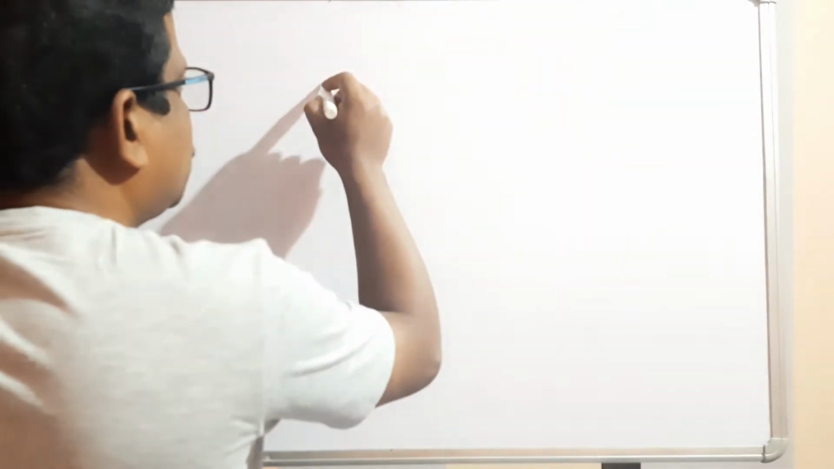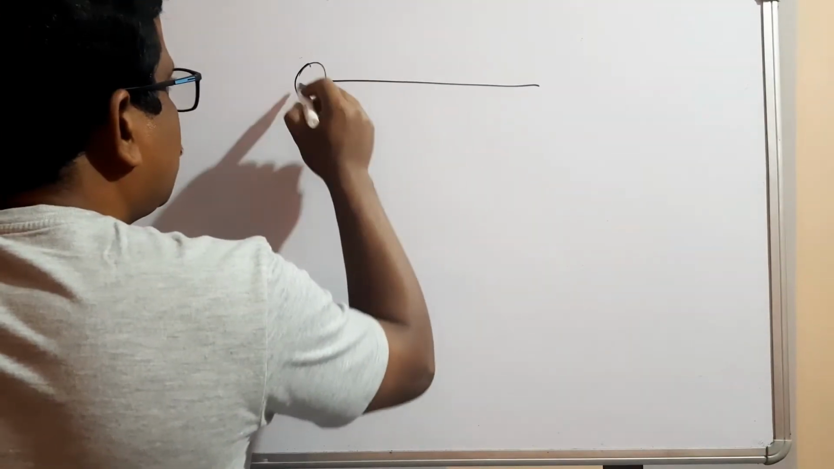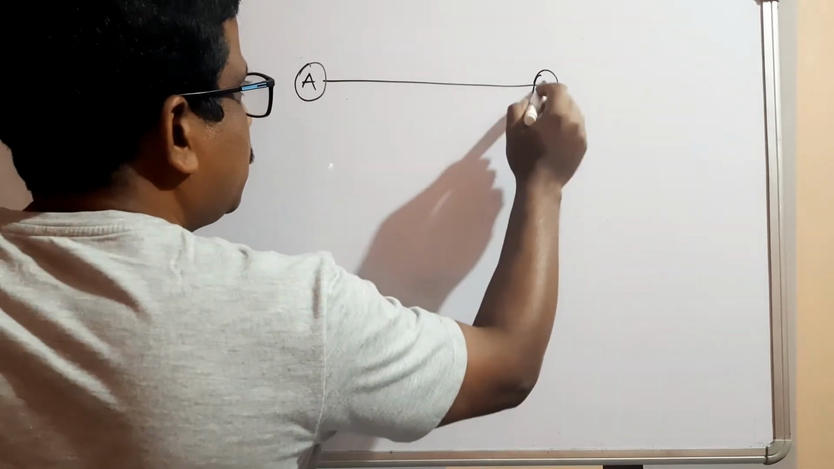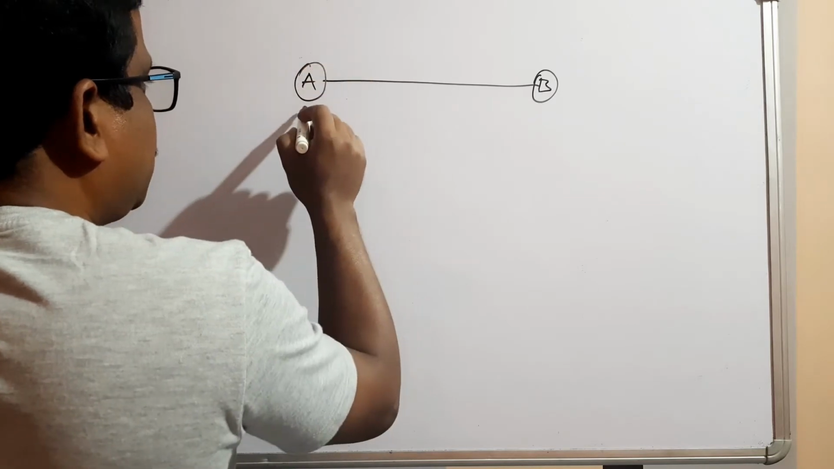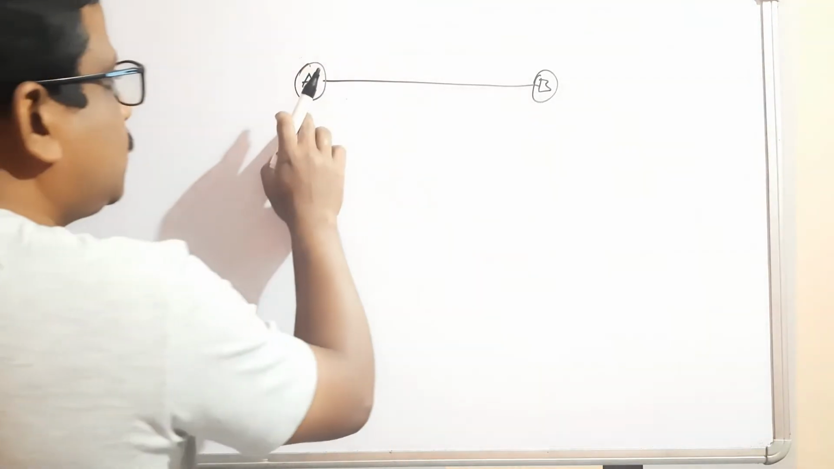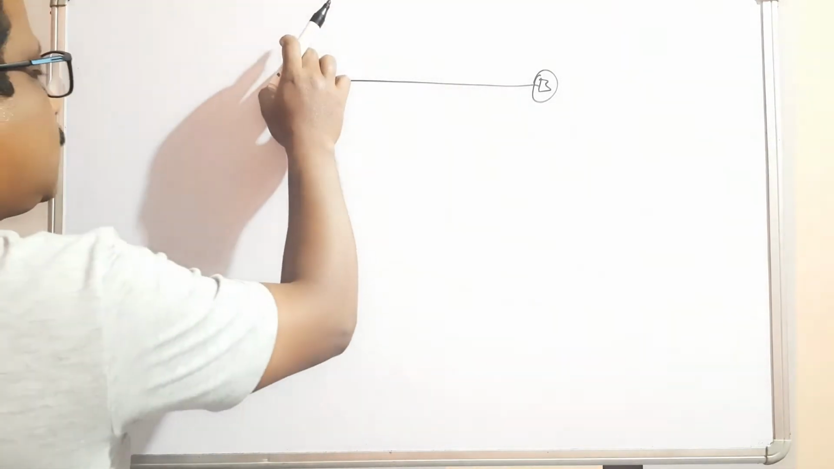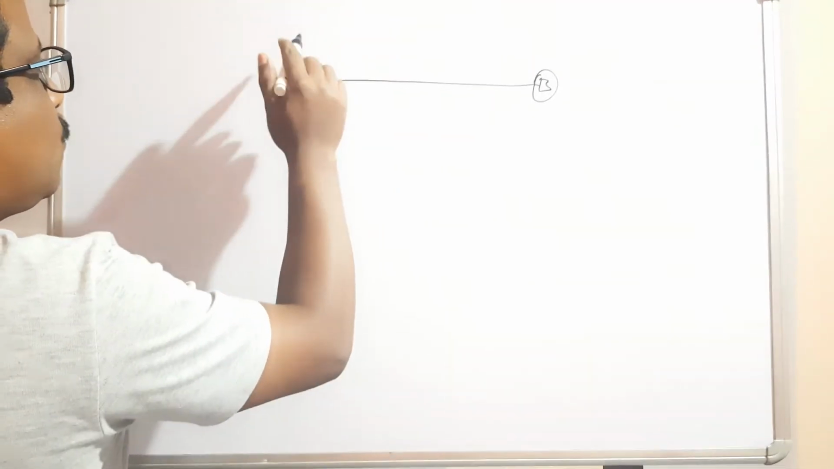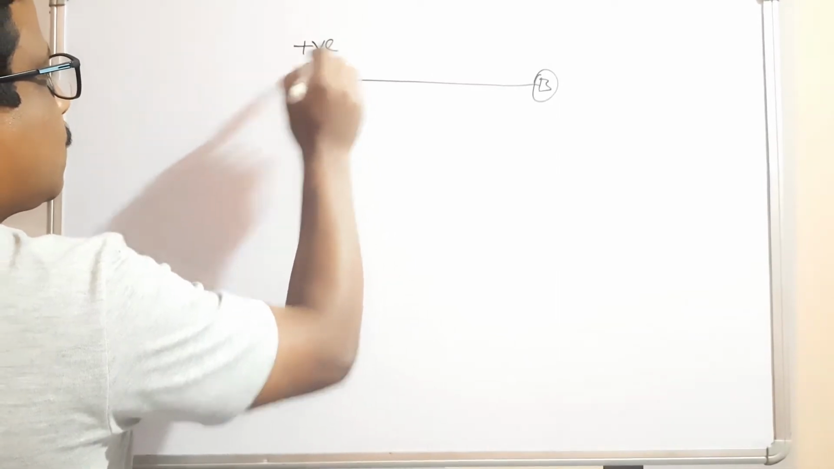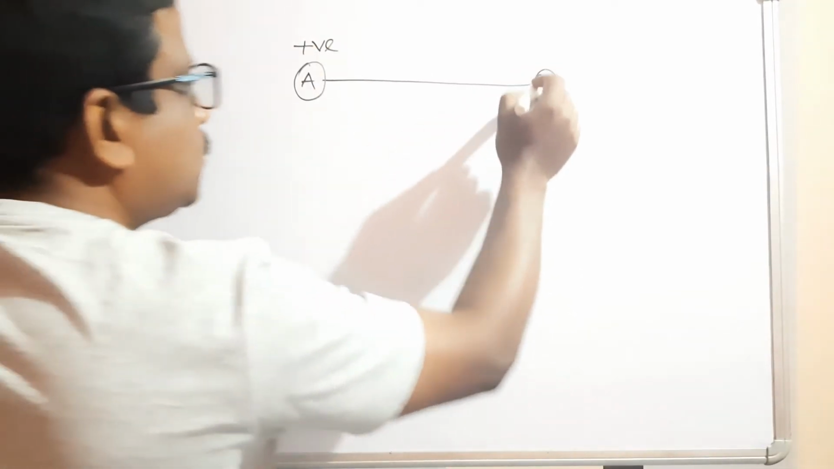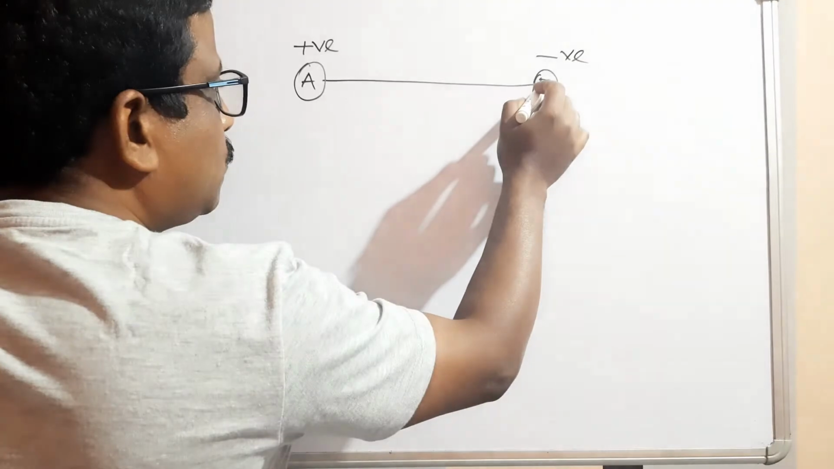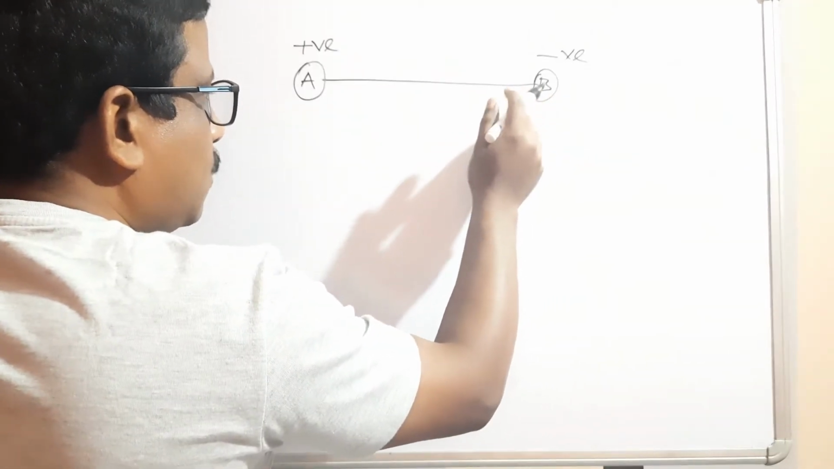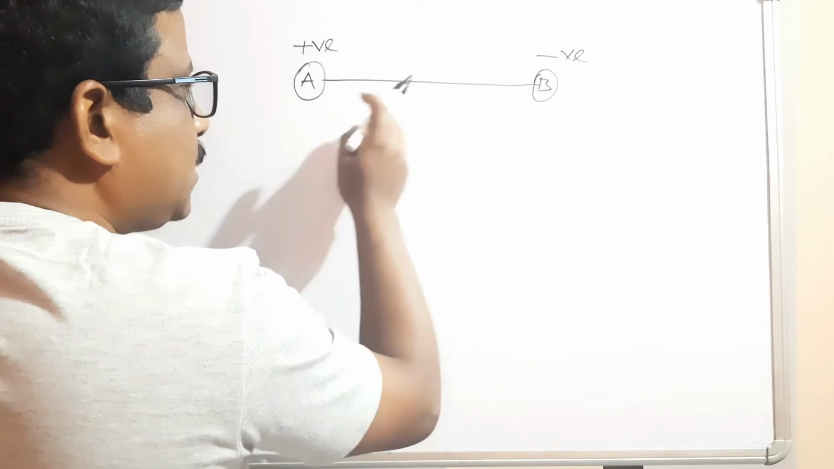Suppose this is a metallic wire. One end is A and the other end let be B. Here suppose there is a deficiency of electrons. Deficiency of electrons means the number of protons is more, so it is positively charged. And here there is an excess of electrons, which means the charge is negative. Electrons always flow from where there is more to where there is less.